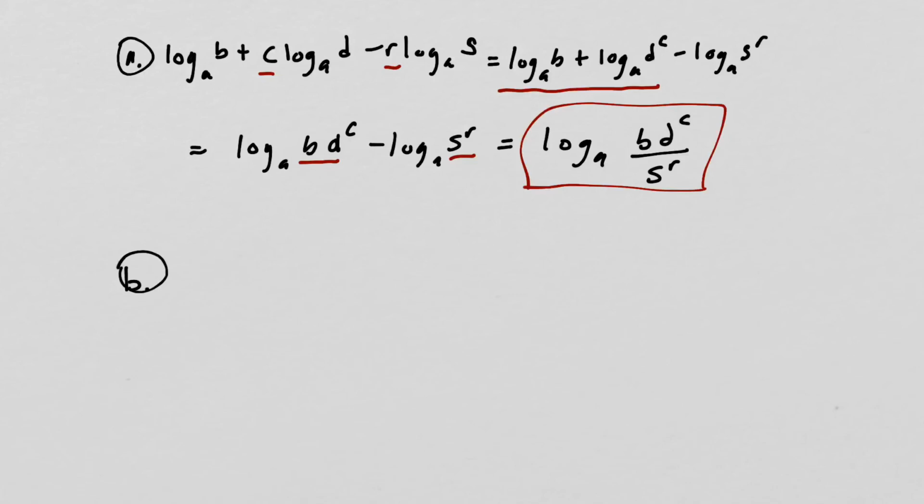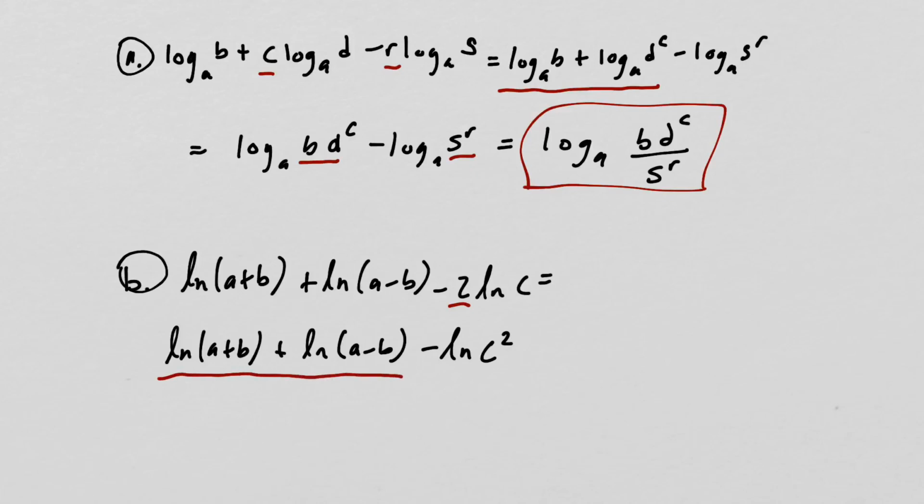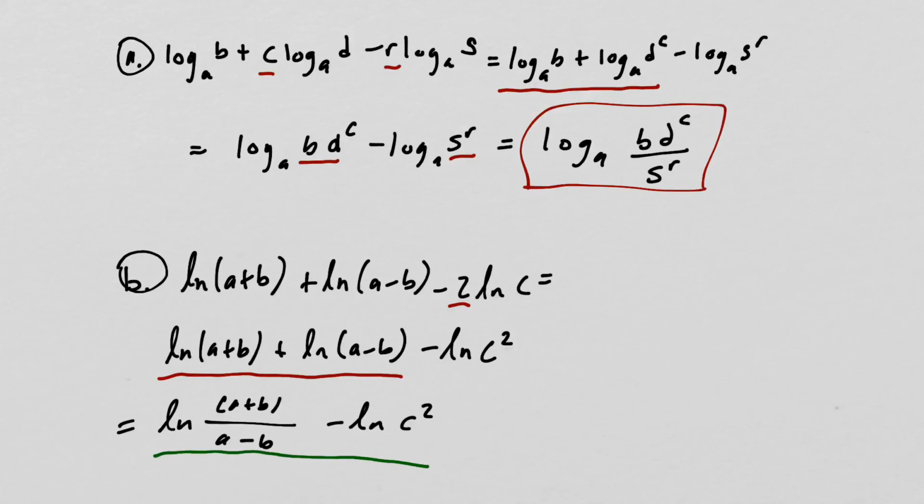In part B, we're given the following. Here again, let's bring the scalar in front of our log inside. Now we can combine the sum of these two logarithms into one logarithm. Then combine these two logarithms as a quotient, since this is a difference of logarithms.